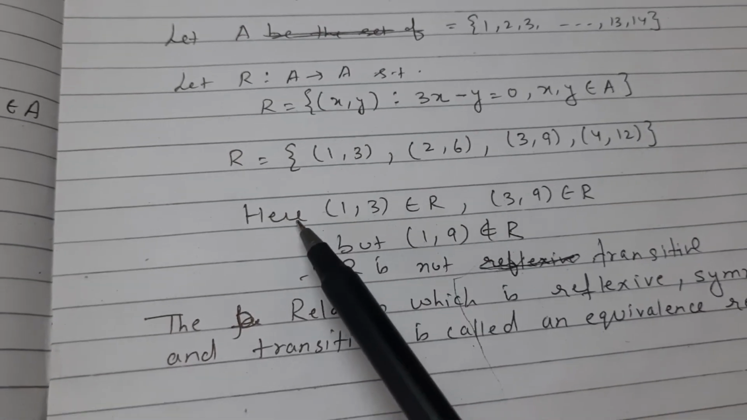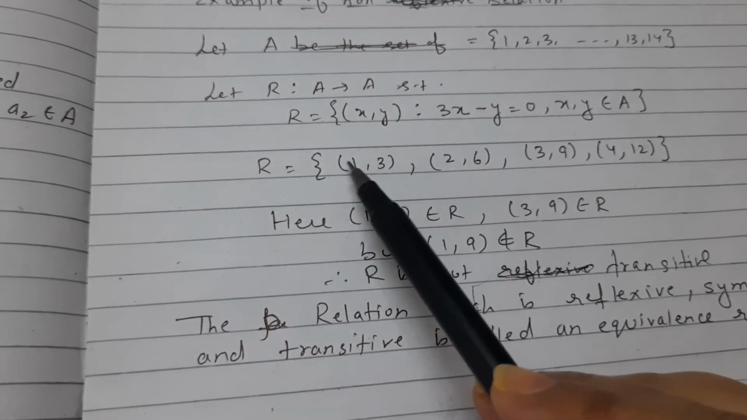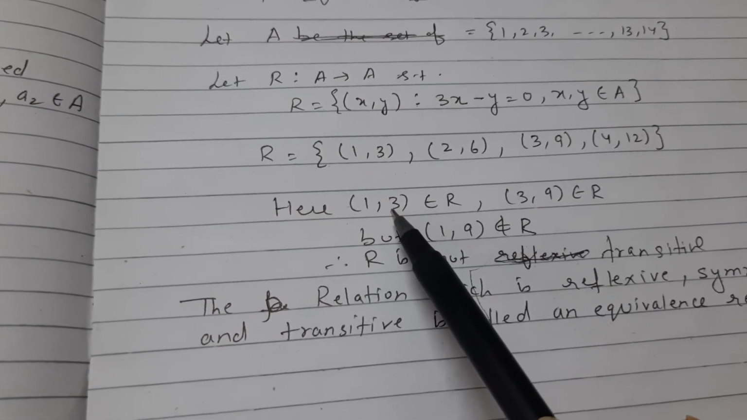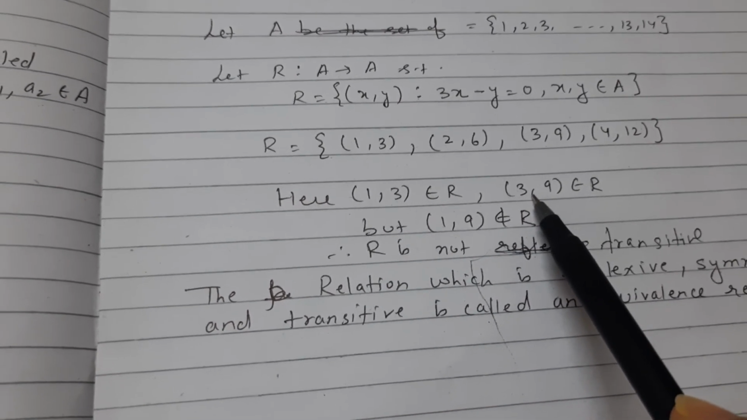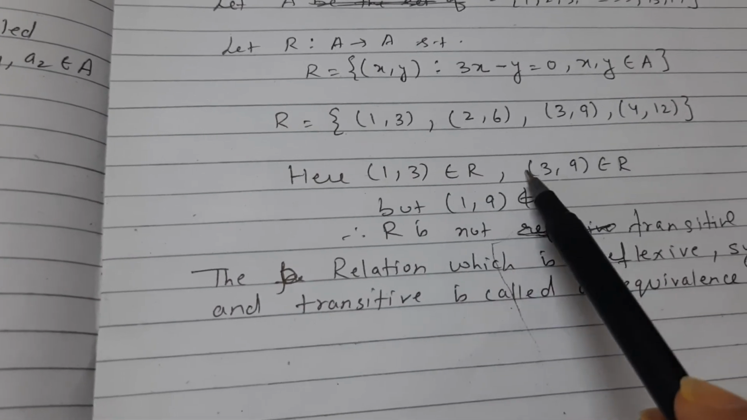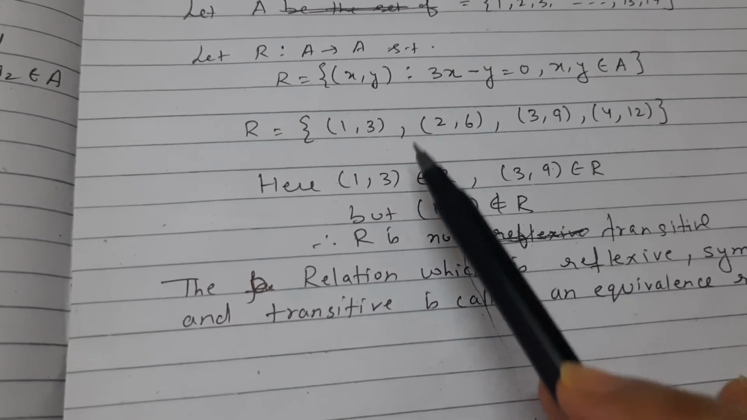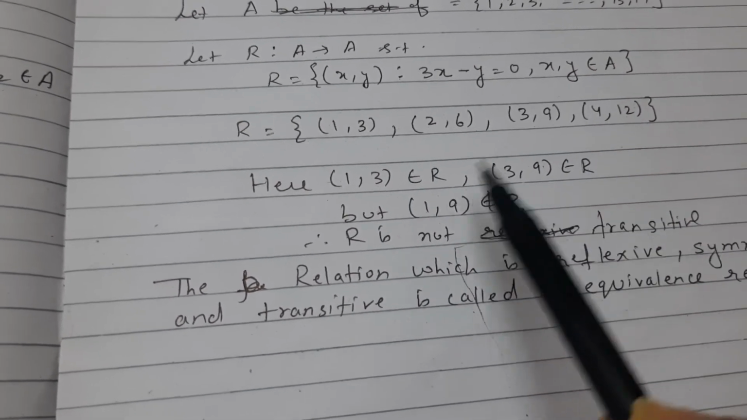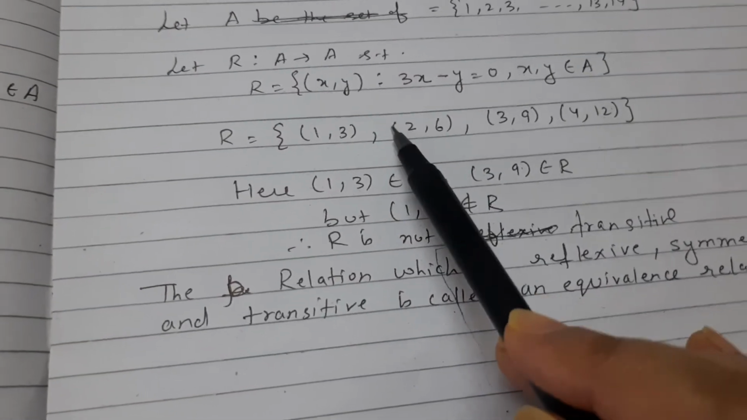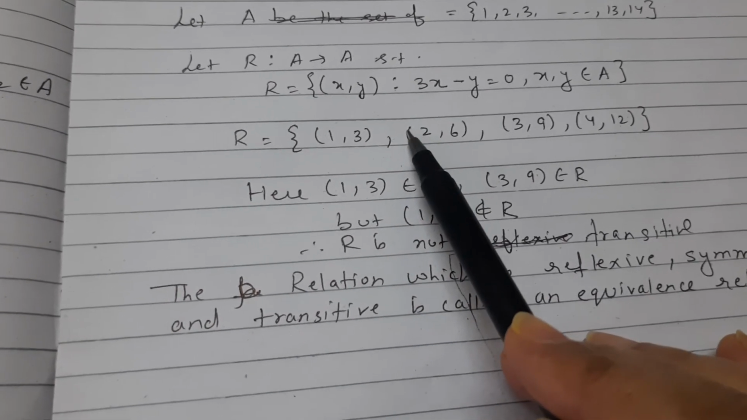Now you can see here (1, 3) belongs to R, (3, 9) belongs to R. The first condition of the transitive condition is satisfied, but the next condition is what it should imply: (1, 3) belongs to R, (3, 9) belongs to R, then (1, 9) should belong to R. But is (1, 9) here? No. So (1, 9) does not belong to R, therefore R is not transitive. You can also see that this relation is neither reflexive, nor symmetric, nor transitive. So you can verify this on your own.